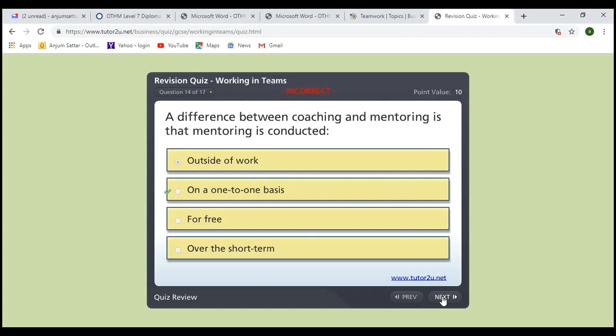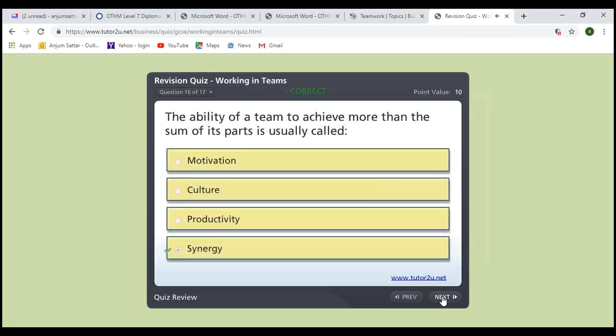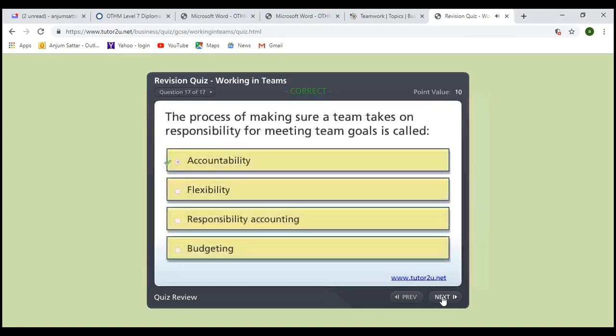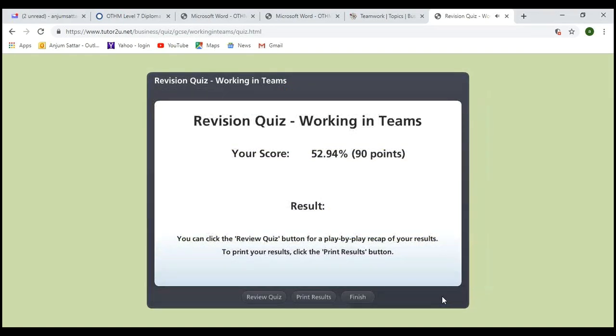Mentoring is one-to-one basis. Yes, because that's what a mentor normally does, one-to-one. Yeah. Informal team. Yeah. Synergy. Accountability. Yeah. Well done. That's all.